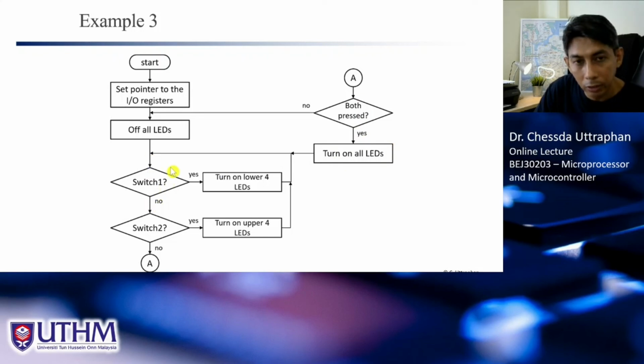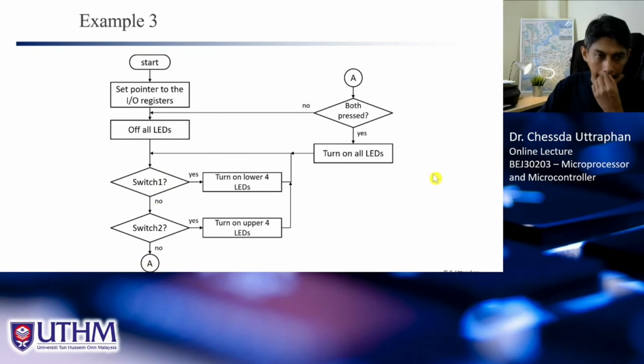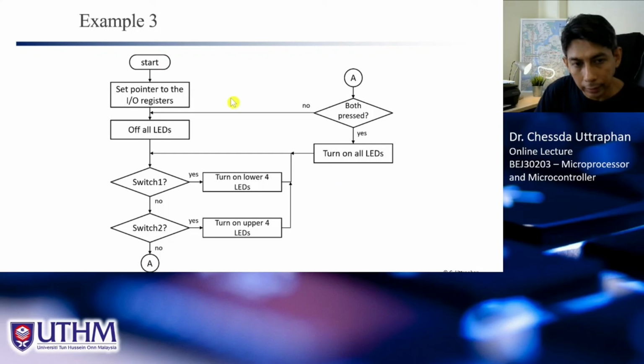So when there is no switch pressed, the flow goes this way. Switch 1, no press. Switch 2, nothing. Both pressed, no, go back, and nothing, all off. But if switch 1 is pressed, we go here, then go back and check again. Still pressed, turn on, still pressed, turn on, but when off again, go this way. So that is how the program should look.